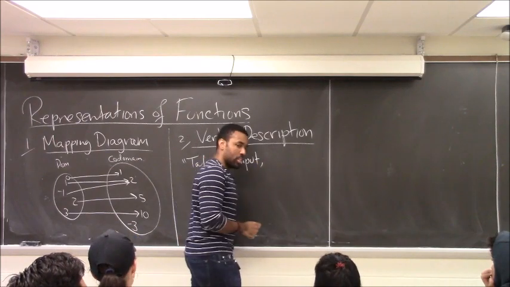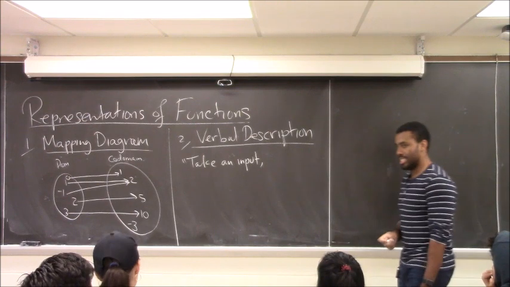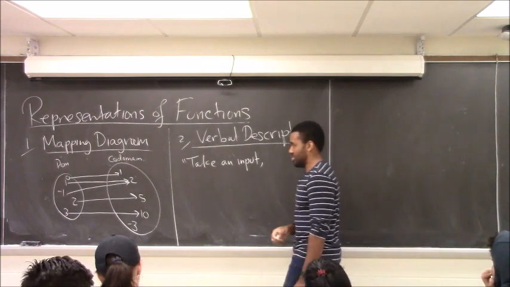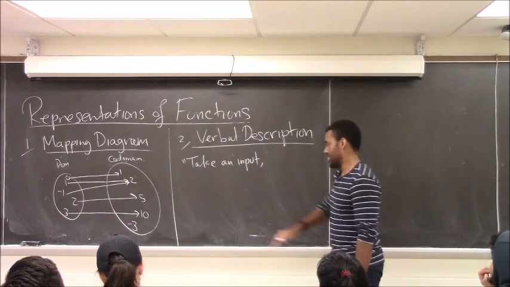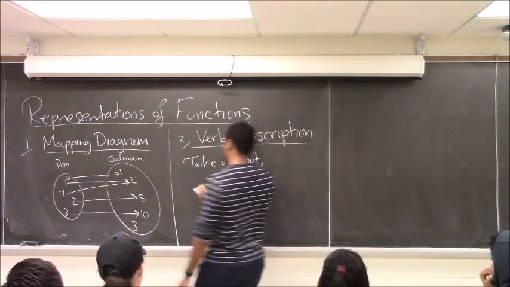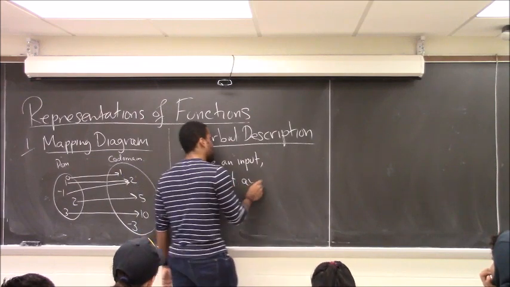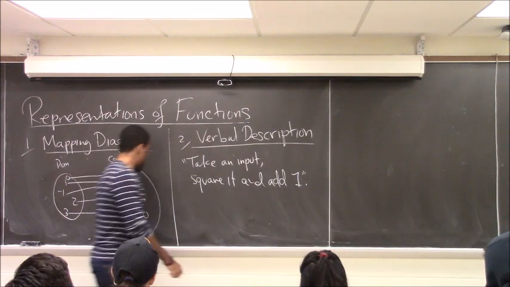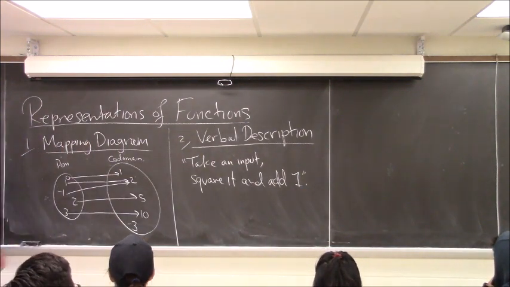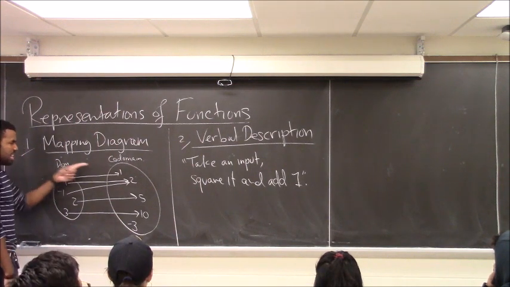What would you do with the input here? Do you see it? I'll just tell you, it's not really important for the lesson. Square it and add 1 is what I was doing. So this was the rule. Every time you give me an input, remember that's what we call the domain elements, I'm going to square it and add 1 to it.